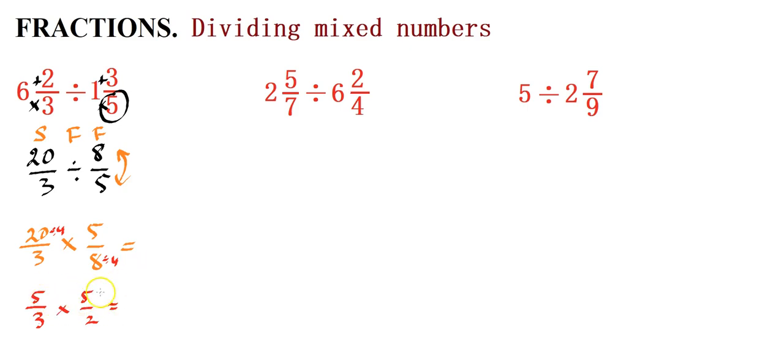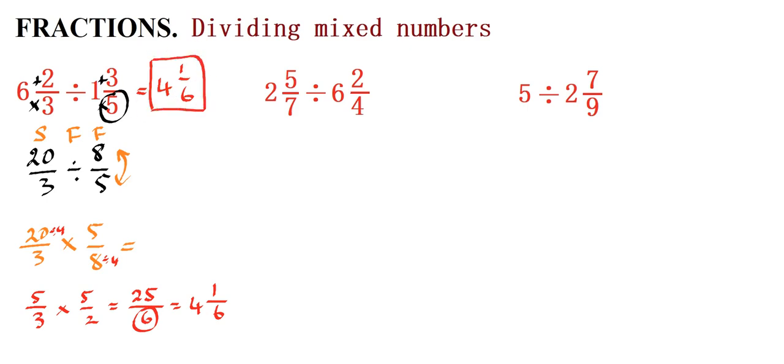So numerator times numerator. So 5 times 5 is 25. Denominator times denominator, 3 times 2 is 6. I can convert that back to a mixed number. So 6 into 25 goes 4 times with 1 left over. And the denominator stays the same. 6ths. So the final answer is 4 and 1/6.